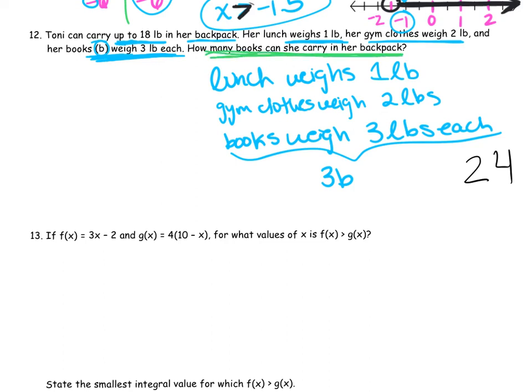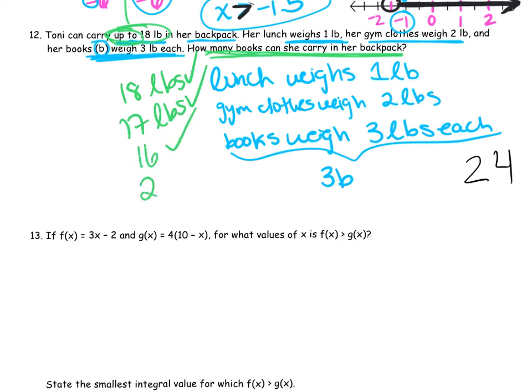We want to know how many books she can carry in her backpack. So we said we can carry up to 18 pounds. So can I carry 19 pounds? How about 20 pounds? Why not? It says up to. I can carry up to. That means no more than this amount. I can carry 18 pounds. That's good. I could carry 17 if I wanted, 16, etc. I couldn't carry 20, and I couldn't carry 19. Not even 18 and a half. It's too much.